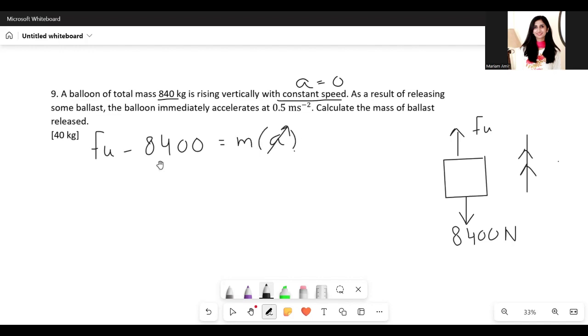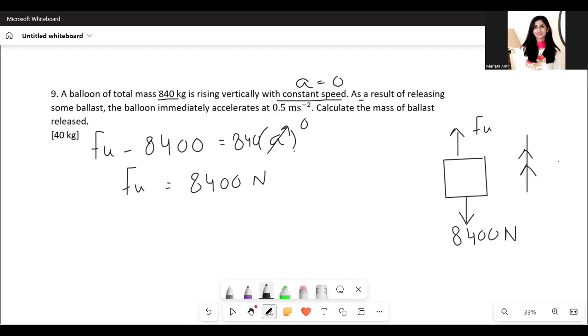So forward force, which is the upward force, minus the backward force, which is 8,400, equals ma. a is 0. m is 840. Not that it makes any difference. So upward force is equal to 8,400 newtons. As a result of releasing some ballast, the balloon immediately accelerates at 0.5 meters per second squared. Calculate the mass of the ballast that is released.